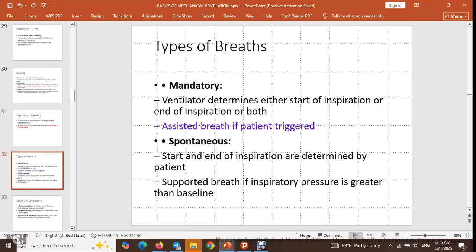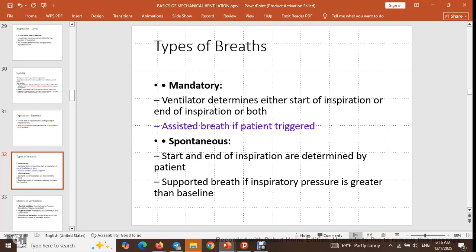So there are different types of breathing. One is mandatory breath, the other is assisted breath. If the patient has a trigger, if the patient is not allowed to breathe, it is a mandatory breath. The other is spontaneous. We can classify breaths into mandatory or spontaneous. Mandatory can be intermittent mandatory, or it can be assisted breath.